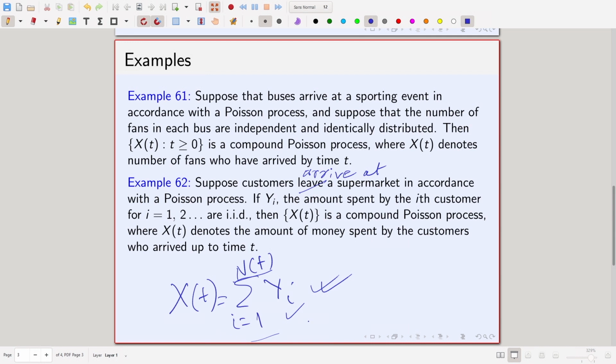Again, you see this is a very real life situation, the amount spent by customers in a supermarket. That can be modeled by a compound Poisson process, provided the arrival process is Poisson and the amount spent is IID. All these assumptions are needed, only then can you say that it is a compound Poisson process, but you can see that you can use compound Poisson processes to model very real life scenarios.